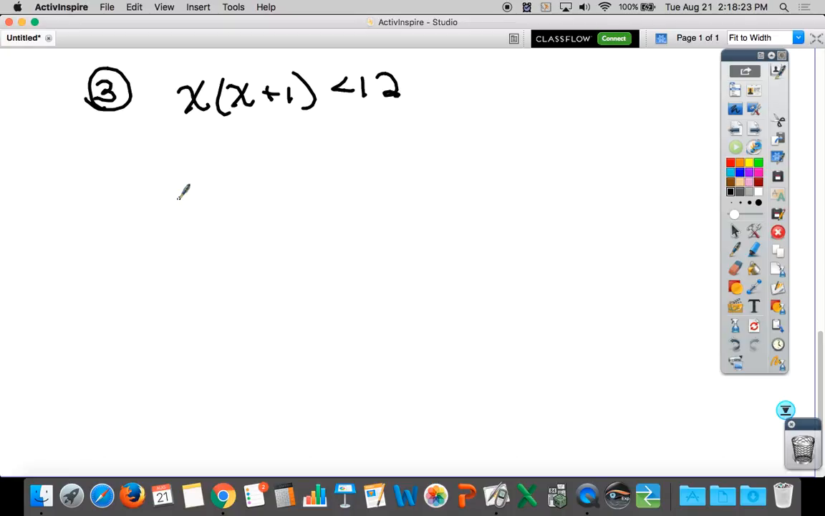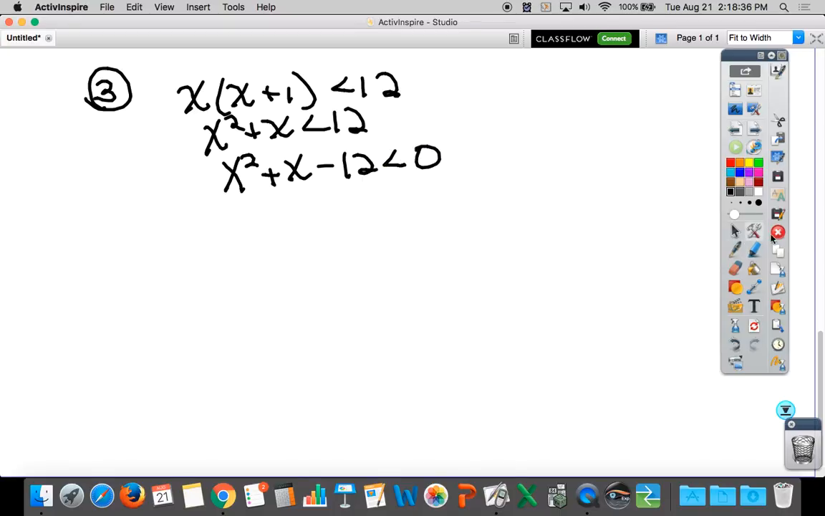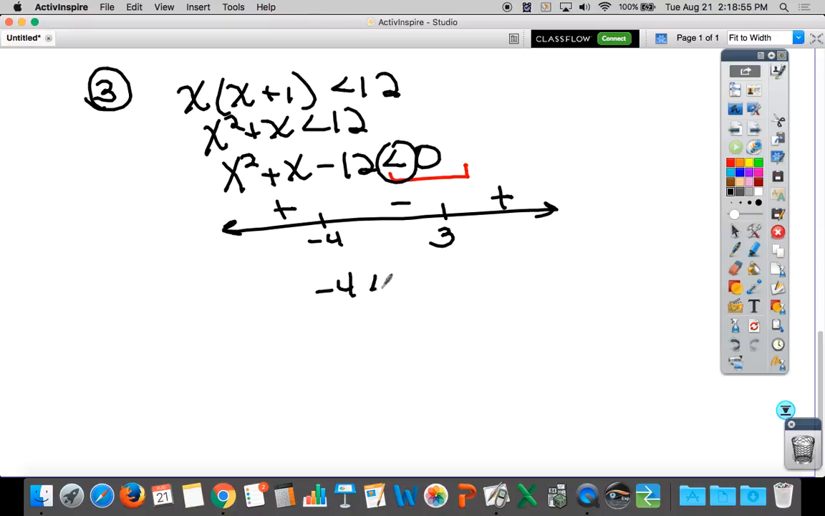Okay, so if you do this and try to solve that, you're going to be wrong. Got to move that 12 over. This has got to be 0, right there. So tell me what your two roots were. Positive, negative, positive. You want the negative section. Okay. Any questions on that one?